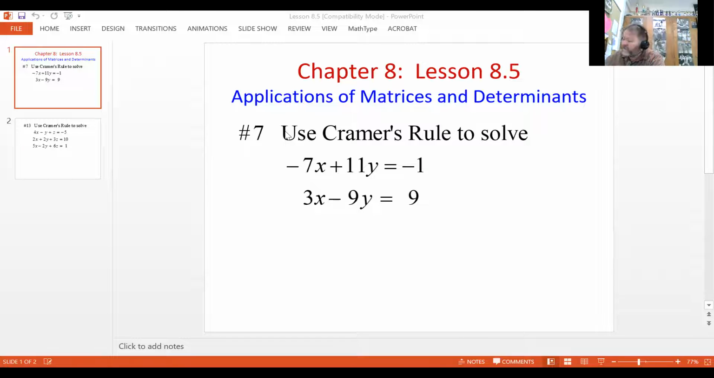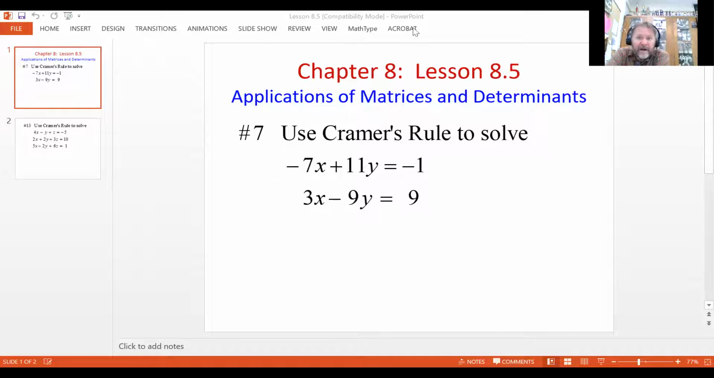Okay, so we're going to use Cramer's rule. Notice Cramer's is spelled with a C. Cramer's rule to solve systems of equations. We're going to start with a 2 by 2. I think I have 8 or 12 for the homework. They're all 2 by 2 or 3 by 3 systems. But here we go. Let me write down that system.